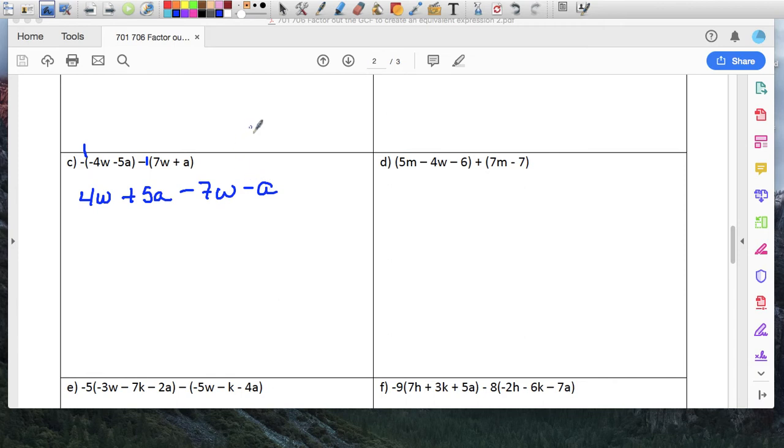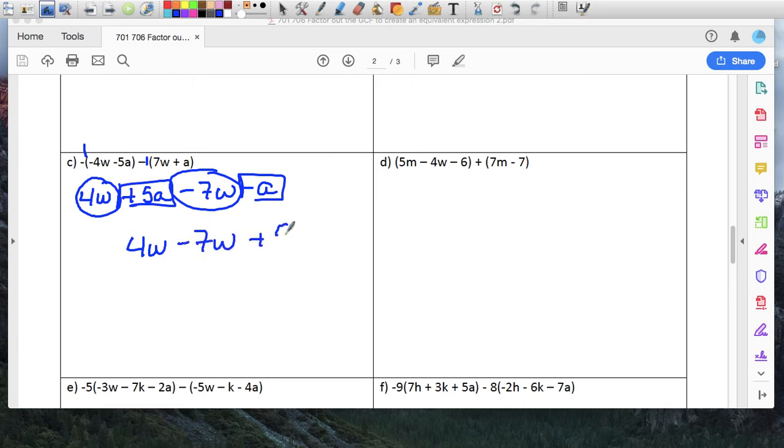Can we combine like terms? We can combine this guy here with this guy. And this guy with this guy. So 4w minus 7w plus 5a minus a.